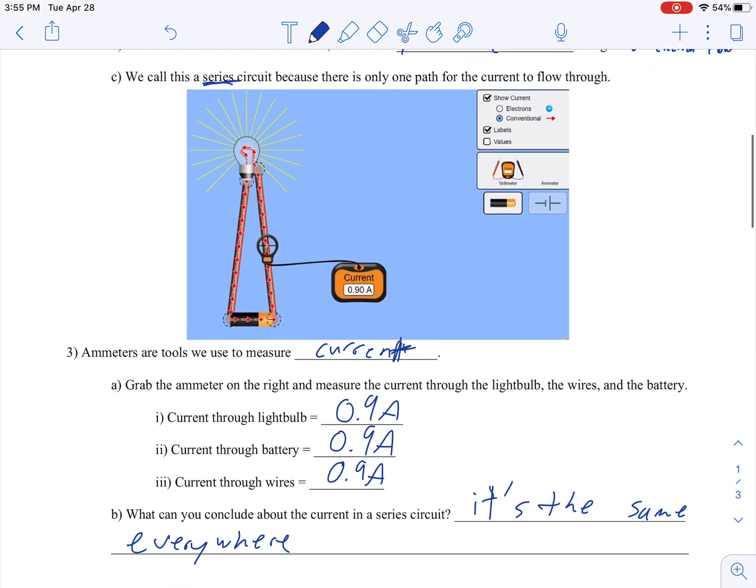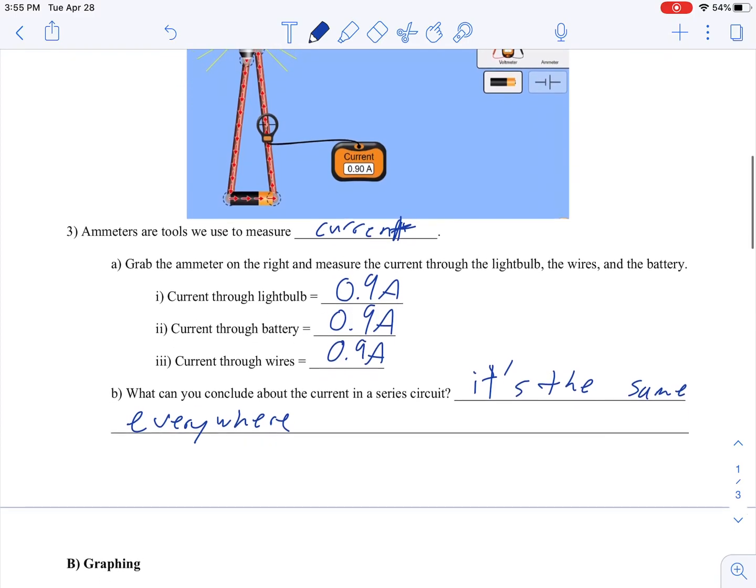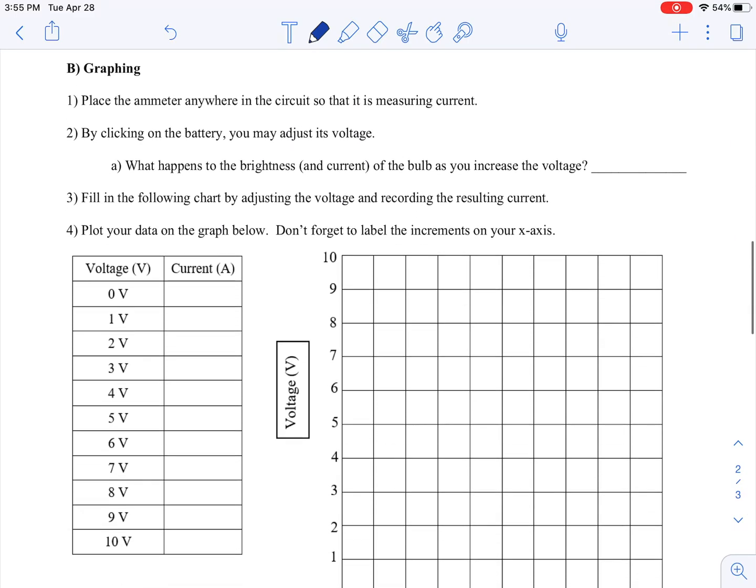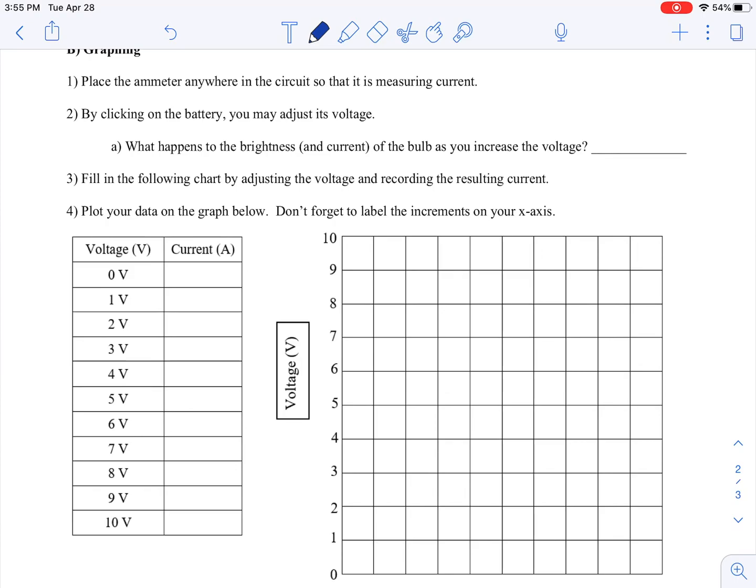And a series circuit is a circuit where there's just one loop. All right? The current is the same everywhere in a series circuit. We'll get more into that later. So let's graph a little. So you're going to place the ammeter anywhere in the circuit, so it's measuring the current.